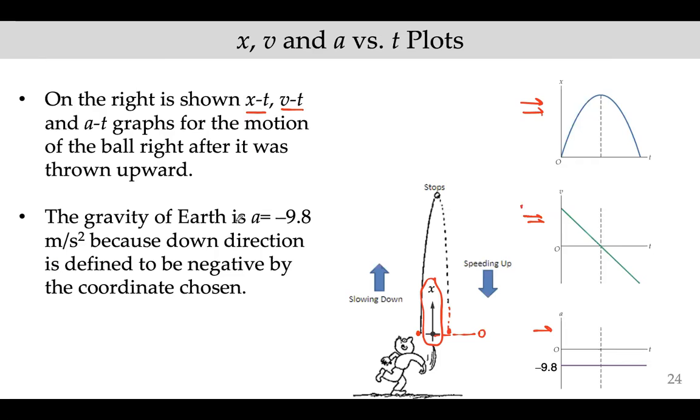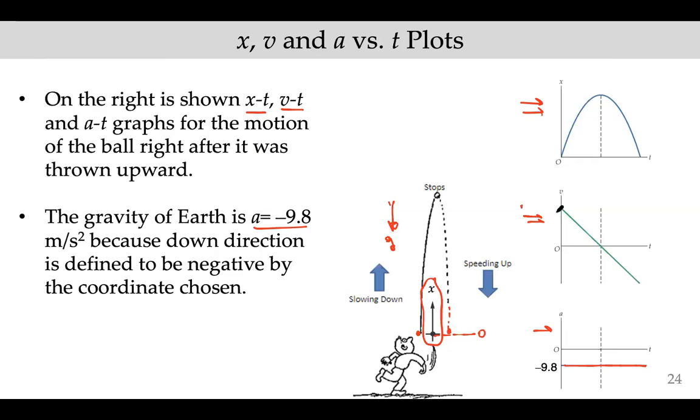The gravity of Earth in this problem is pointing down, right? It's always down. So if you look at this coordinate system, down is negative. So the gravity of Earth will be negative 9.8 in this problem. And why is it negative? Because I chose this coordinate system. The gravity of Earth is not changing, it's a constant. If you look at the acceleration versus time graph, it's always constant and its value is negative 9.8.